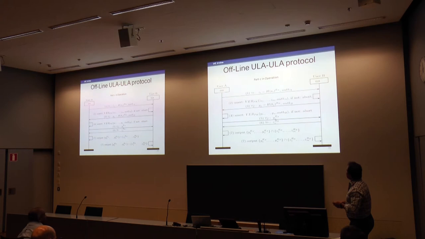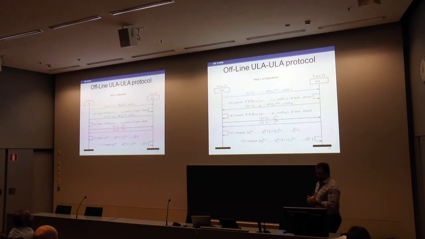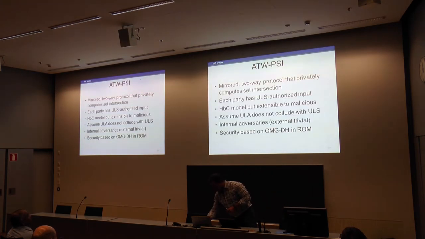And this is basically a four message protocol. A standard one-way set intersection protocol is two rounds, and this is two instances of one-way set intersection composed. Now, this is for simplicity shown as four messages. In fact, it's three because there's some interplay between them. There's some pipelining that can be done. Won't bore you with that.